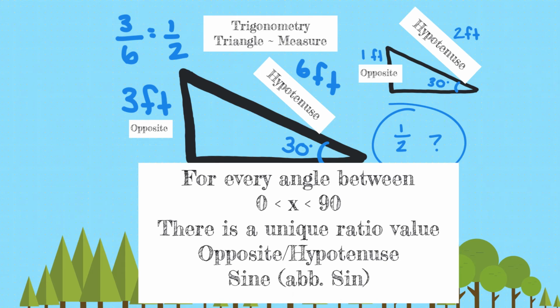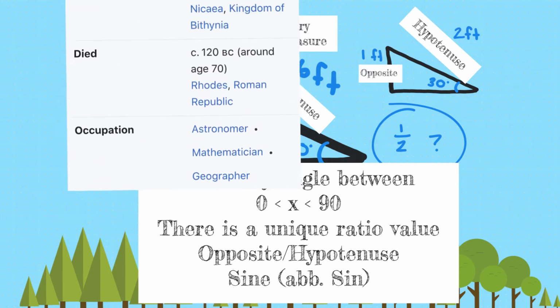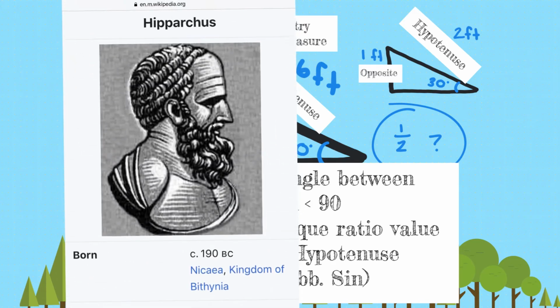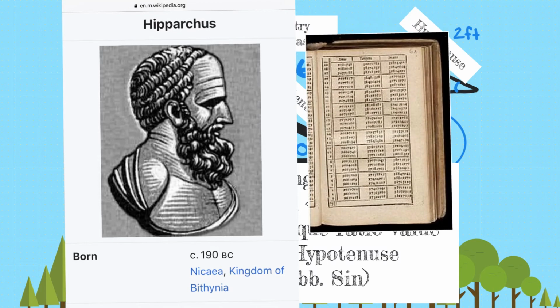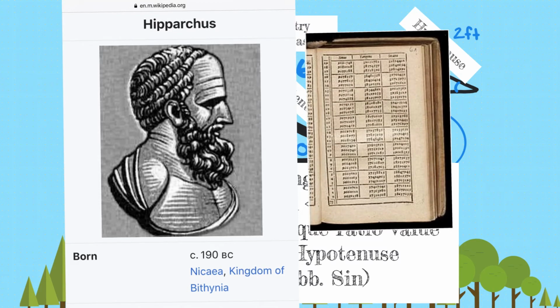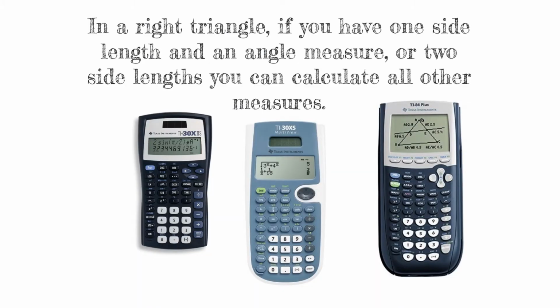So the real hero in this story might be the astronomer, mathematician, geographer known as Hipparchus. He was the guy that wrote all of these down. He documented all of the ratios for the angles in a triangle. But he didn't even stop there. He went and took a look at other ratios that involved the adjacent side. So by studying the ratios, they found that if you only have one side and one angle measure, or two side lengths, you can calculate everything else about the triangle, all the angles and all the side lengths.